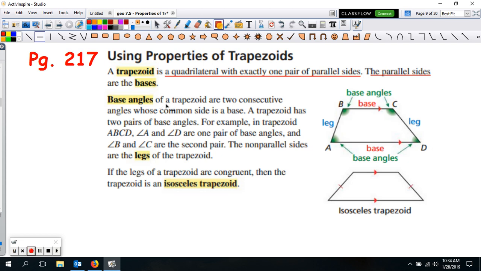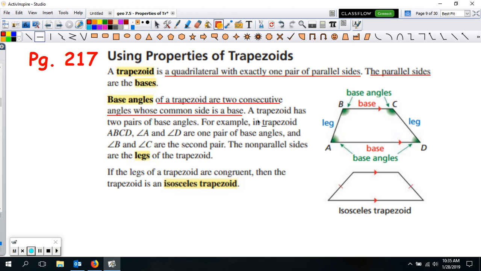Base angles of a trapezoid. So base angles of a trapezoid are two consecutive angles whose common side is a base. So we're looking at these green ones down below here. Here's base angles at the bottom with this base, and there's base angles on the top with this base. So those are base angles. When we're talking about base angles, we're talking about the ones here on either the bottom or the ones up on the top. And then the other one's a leg.